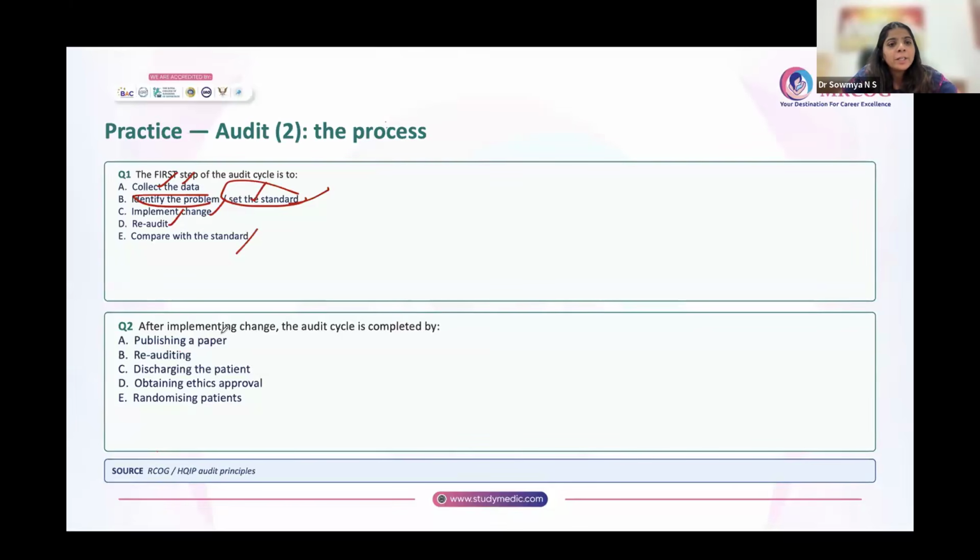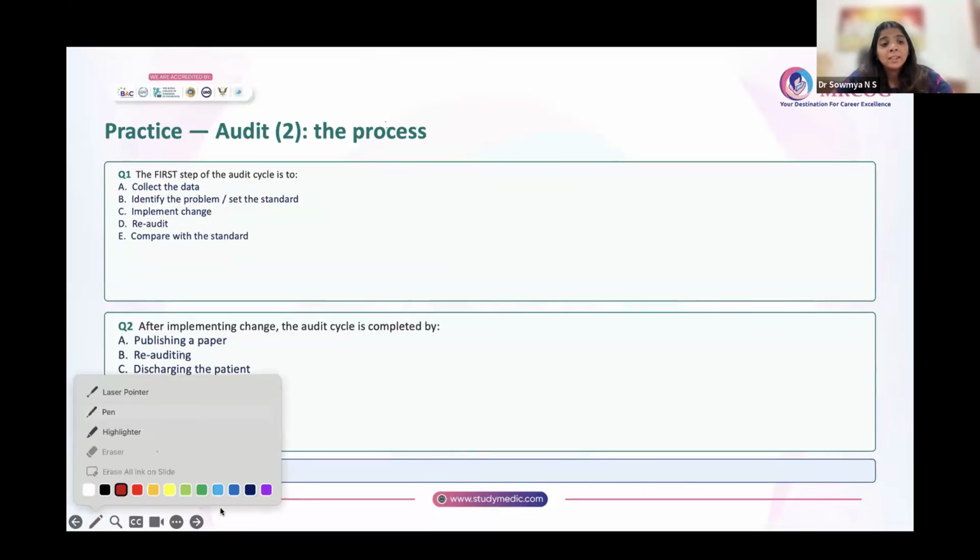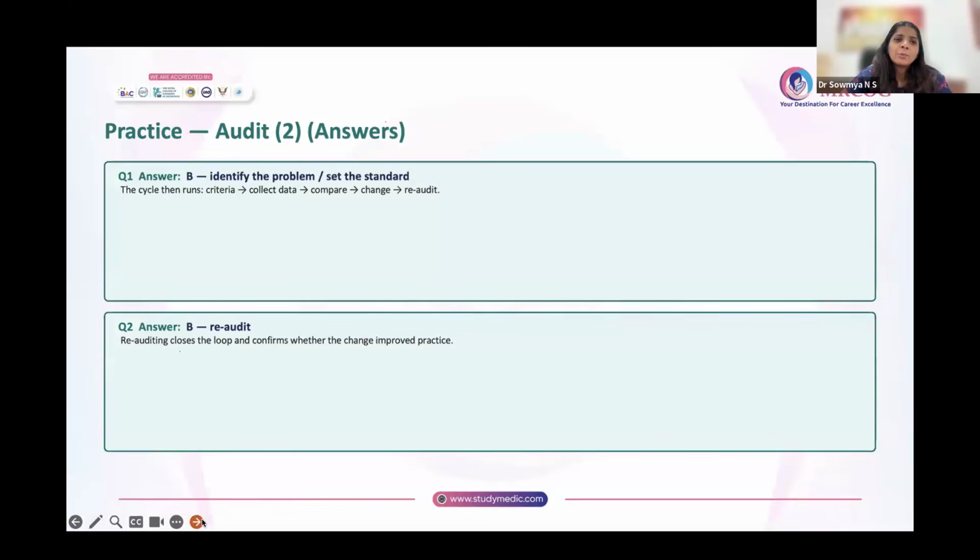Okay. After implementing change, the audit cycle is completed by, of course, the re-audit. Because what happens, you have done a training for people. See, for implementing change, there are only three things. It is more important for part 3, but I'm still saying: one is you will always look into the human resources, whether they are overwhelmed or how they are doing. That's the first thing, whether you have enough staff or not. The second thing is education and training of the people involved. And the third thing is the protocol updation.